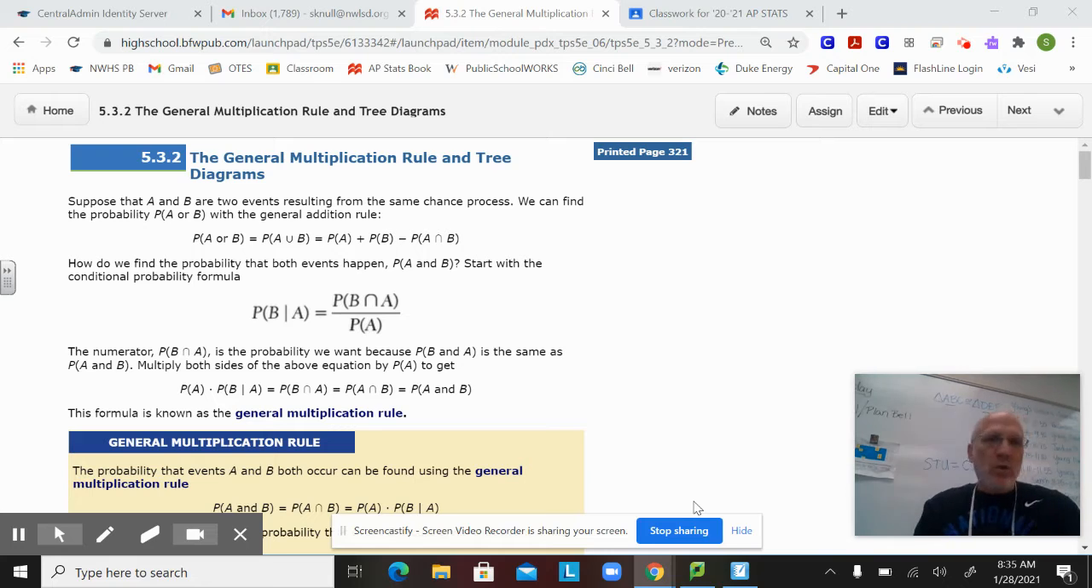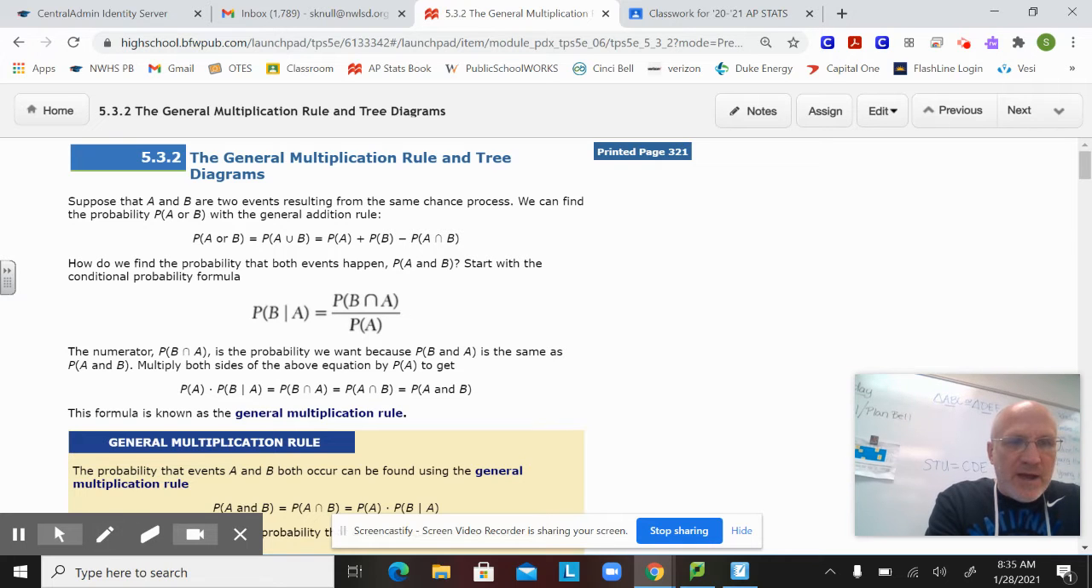Okay, so the title here says general multiplication rule and tree diagrams. And what you're going to find is the general multiplication rule is only mildly helpful. Tree diagrams are extremely helpful for answering probability questions. So let's start with this.